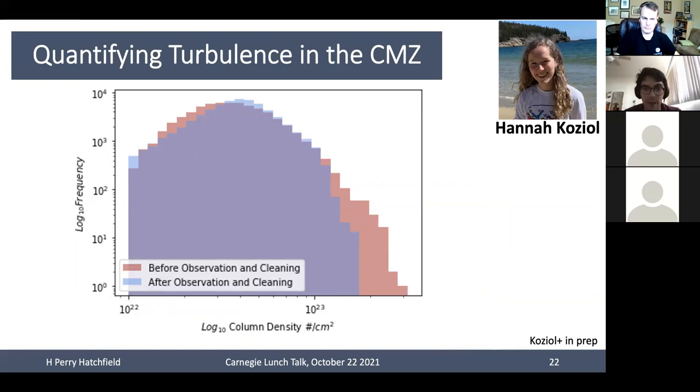Hannah's working on writing a paper on this now, so the analysis is still occurring. But preliminary results show that there is a regime of the probability density function that we're able to resolve, but that it's probably unreliable at particularly high and particularly low column densities. However, we might be able to constrain some of the turbulent properties of those clouds by looking at this regime that is well replicated from interferometric observations.